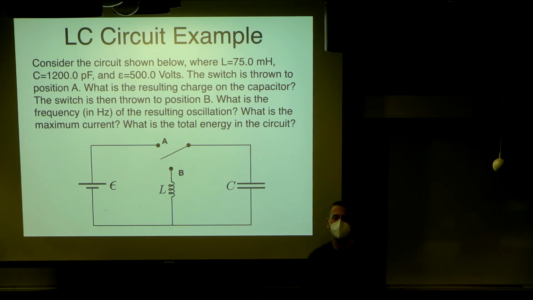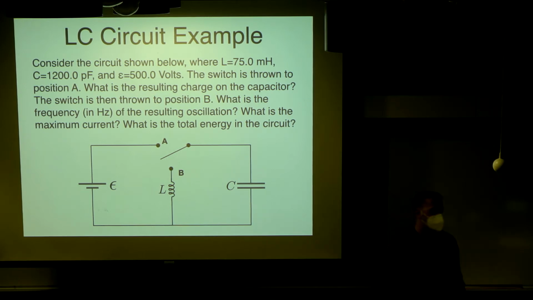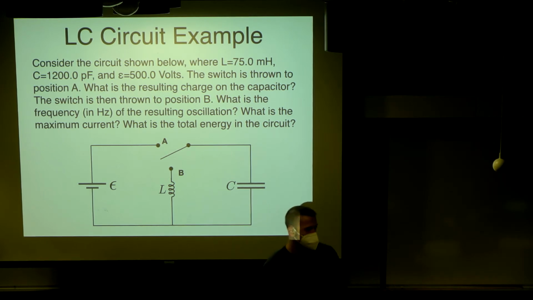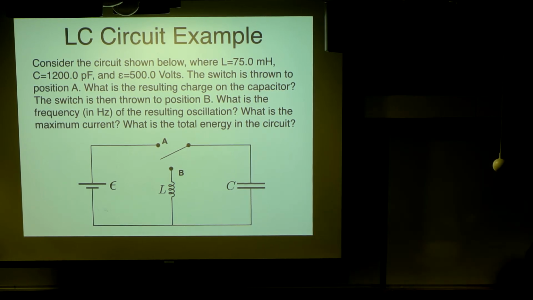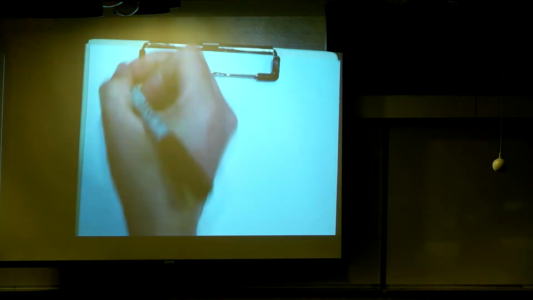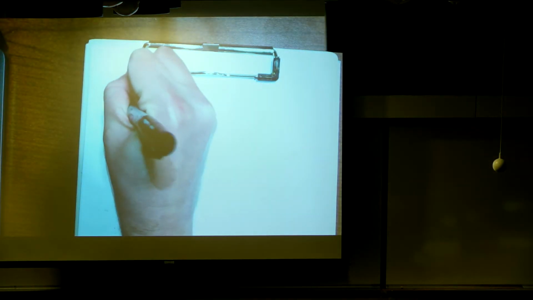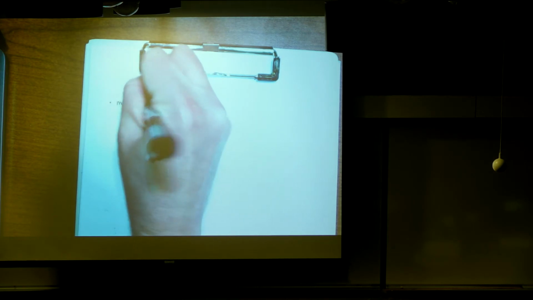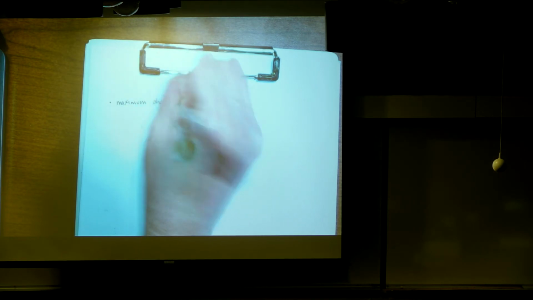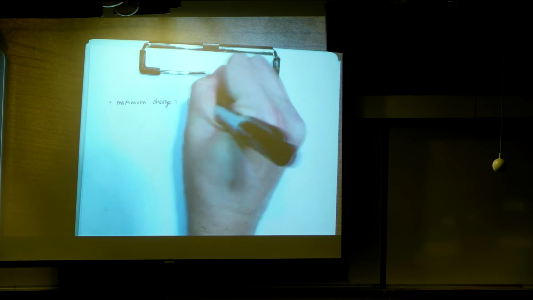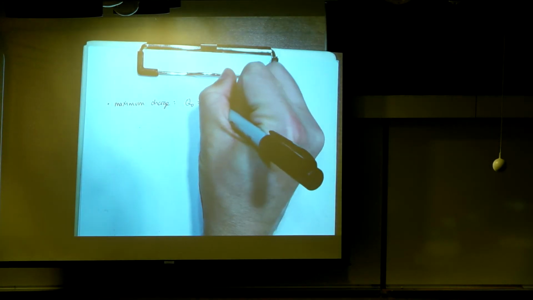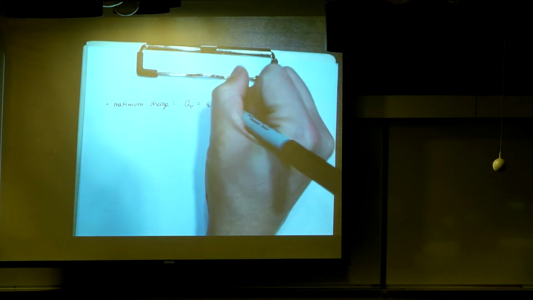You guys remember? Yep, it's just going to be the voltage of our battery times C. That's going to give us the charge, okay? So that's our first calculation. So this will be our maximum charge, by the way. This will be what we call Q naught in our equations. Q naught is epsilon, that's the battery voltage, times C, that's our capacitance.